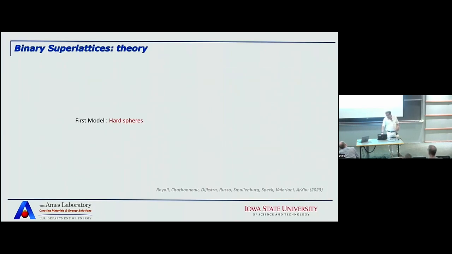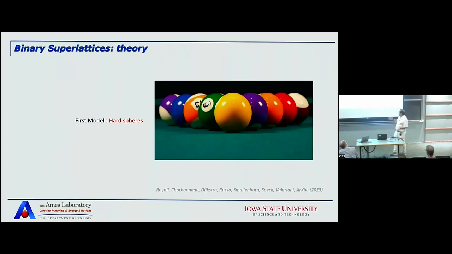The standard model that people started from the very beginning was with hard spheres, and hard spheres are basically billiard balls. That's what we think about them. There is recently a very nice review by Margulies that I recommend you all read. It's on the arXiv, where they have summarized all the results that there are on hard spheres. So the first model, when people started to get these superlattices, they started to interpret them in terms of hard spheres.